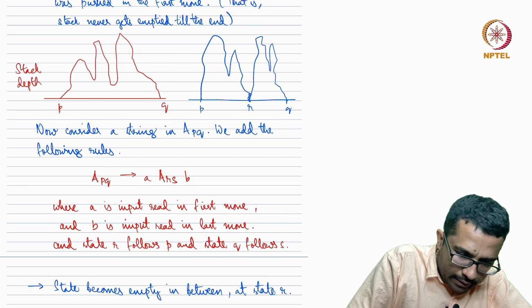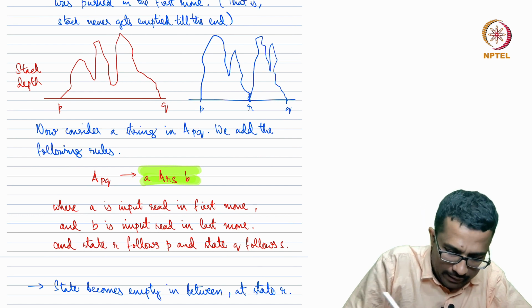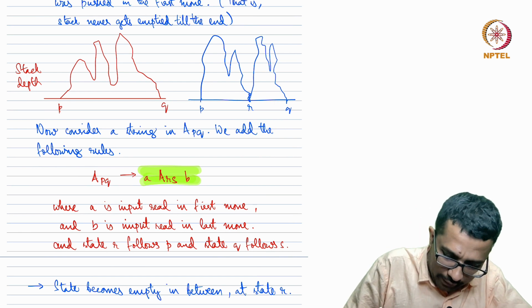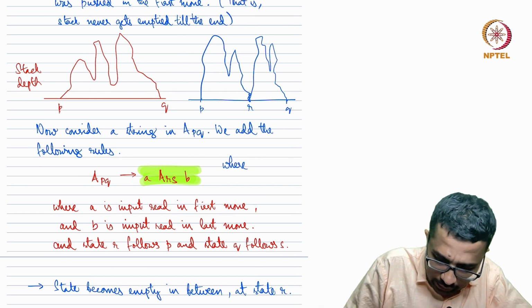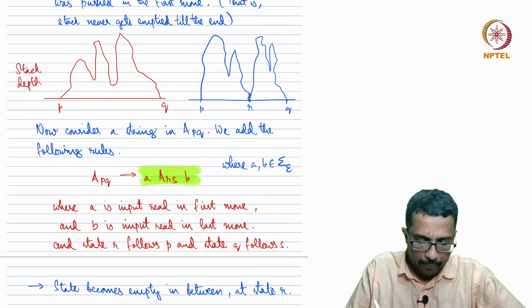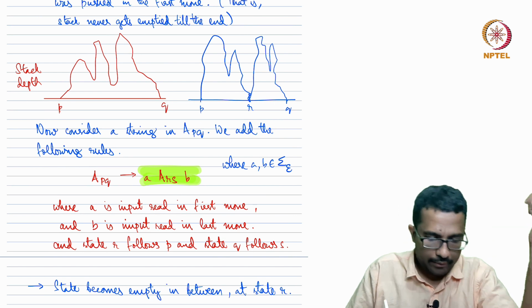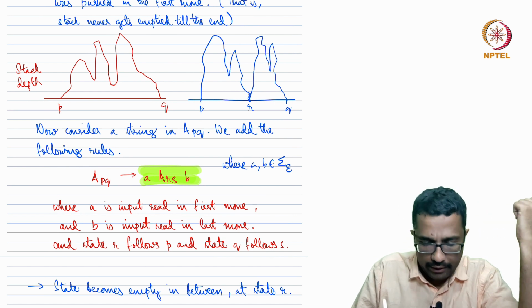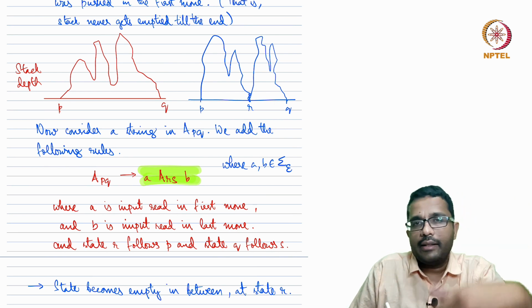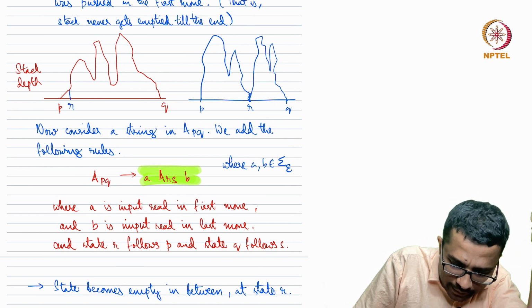The rule is A_PQ yields a A_RS b, where a and b are terminals, or they could also be empty. If you are able to read the symbol a and go to the state R, then you have the variable A_RS, and then from S you are able to read the symbol b and go to the state Q. So basically we are saying what is the state in the next step, let's say it's R, and what is the state in the last step before Q, let's say it's S.